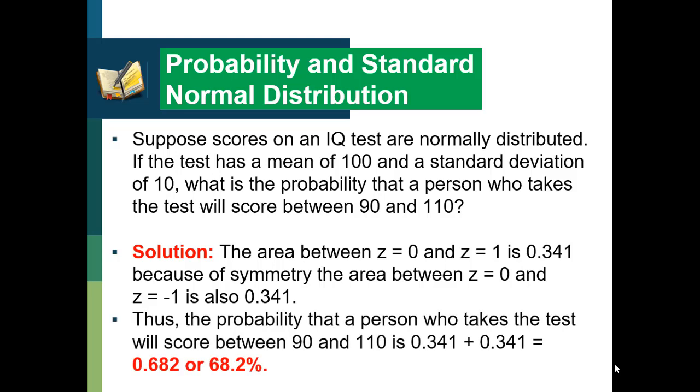Since we're looking for the probability that a person who takes the test will score between 90 and 110, that means between negative 1 and positive 1. So by adding the areas of 0.341 to another 0.341, the probability now is 0.682 or 68.2%. That is the probability that a person will score between 90 and 110. Did you get it? Do you understand now how to compute for probability using the areas under the normal curve?